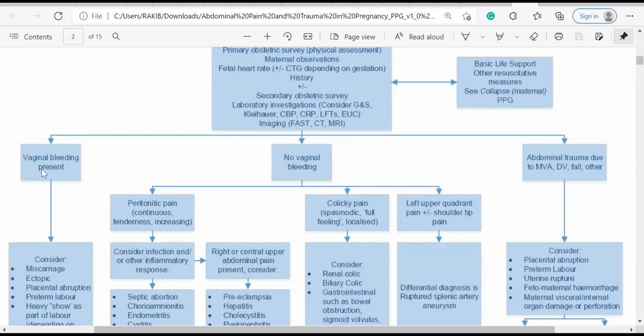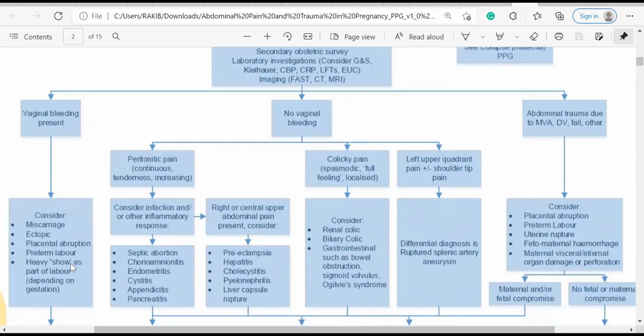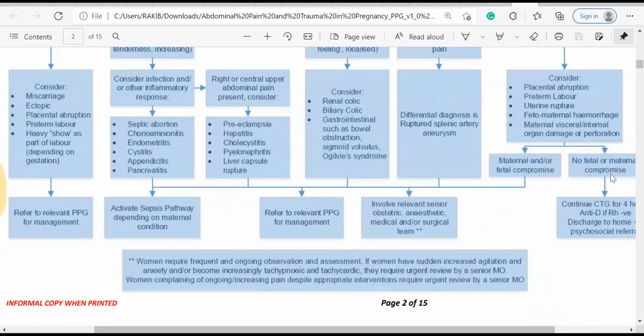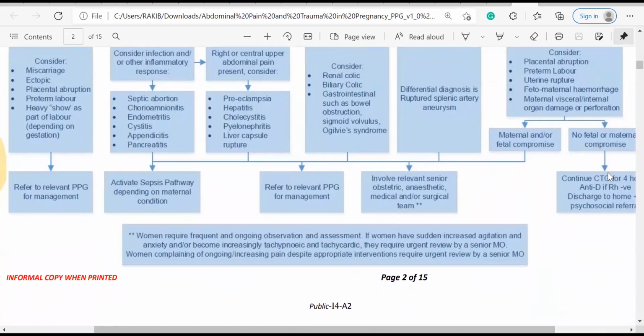If you look at here, vaginal bleeding present, then what are the things you need to look at? If no vaginal bleeding, then what you should look for if patient having abdominal pain. If patient doesn't have anything, but there is some abdominal trauma due to motor vehicle accident, this is our patient. We consider placental abruption, preterm labor, rupture uterus, fetal-maternal hemorrhage. Okay, in that case, we look for the CTG.